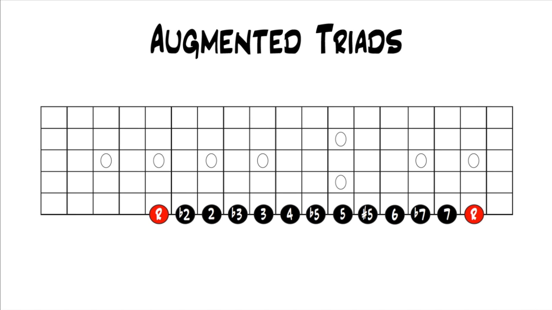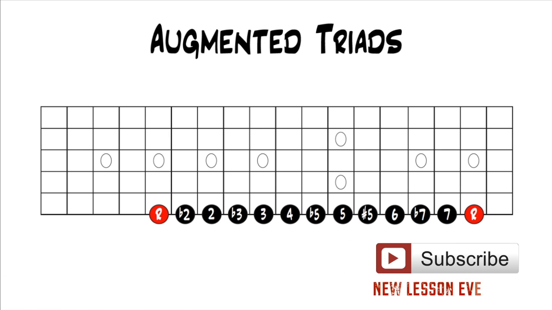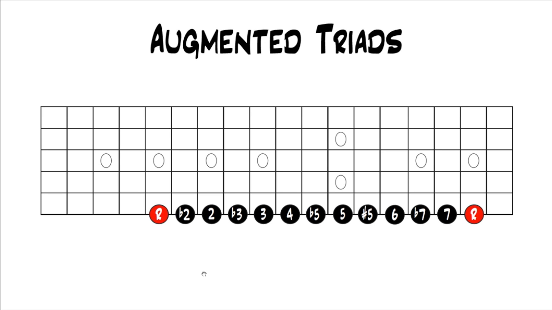So like I said, in the last lesson, I showed you how to build a diminished triad. And in this lesson, I'm going to show you how to build an augmented triad. And augmented triads are unique. For one thing, they're not part of the major scale like the major, the minor, and the diminished triads. Those triads can be built straight out of the major scale. Augmented triads come from different scales, which we'll talk about in later lessons.